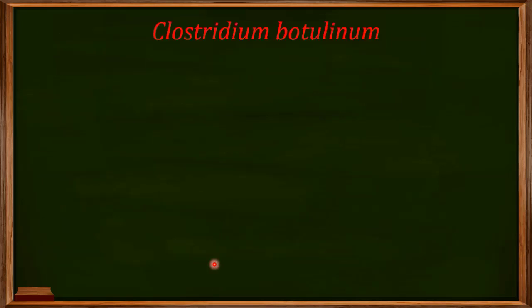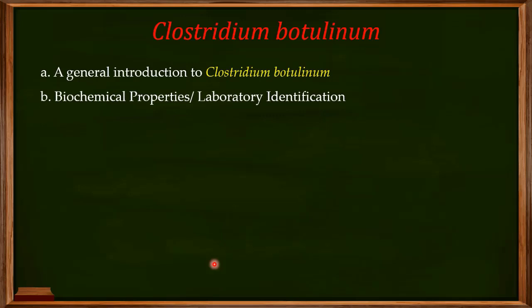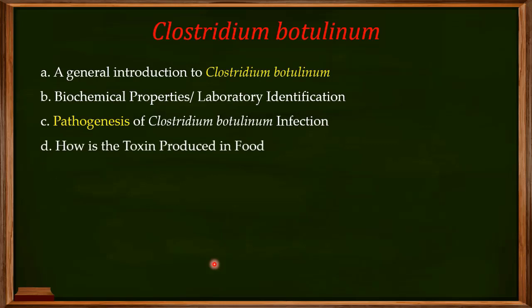The second example that we will focus on is Clostridium botulinum, another important foodborne disease. We will start with the general introduction to Clostridium botulinum. We talk about the biochemical properties and the laboratory identification of Clostridium botulinum. Then we'll focus on the pathogenesis of C. botulinum infection, how Clostridium botulinum produces an important toxin known as the botulinum toxin or botulin toxin.